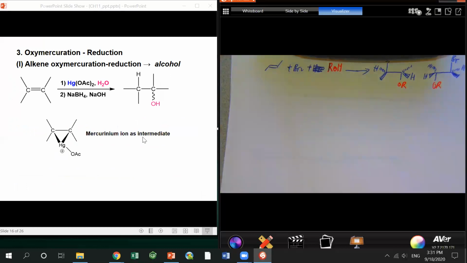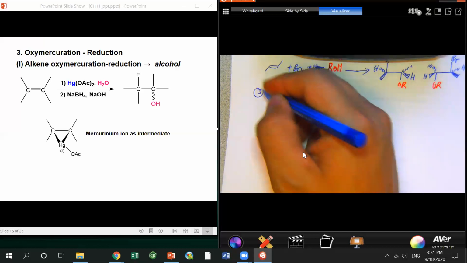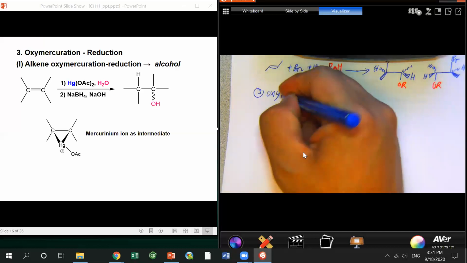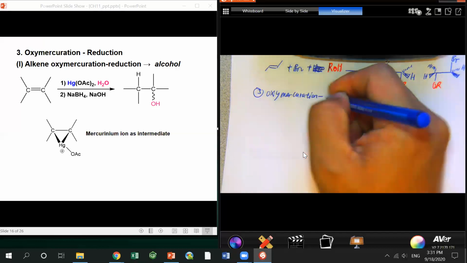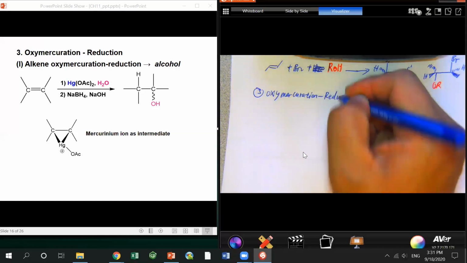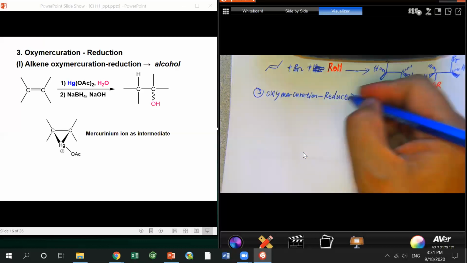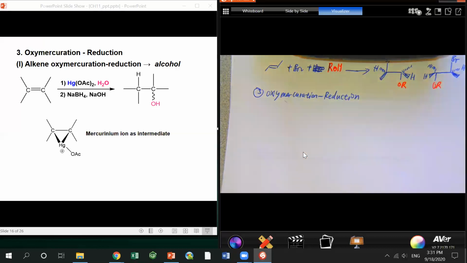Now we move to the third one. If you have any questions, type in the chat window. The third reaction is called the oxymercuration-reduction reaction. Somehow a long name, oxymercuration-reduction.